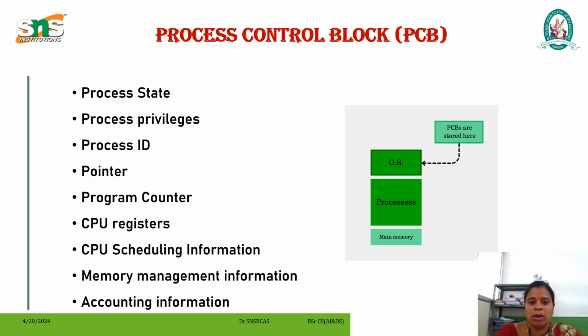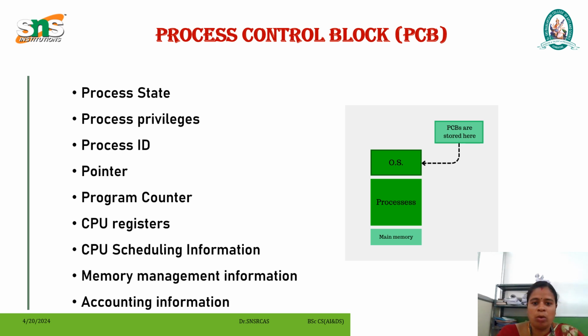Next one, CPU registers. Various CPU registers per process need to be stored for execution in the running state. CPU scheduling information: process priority and other scheduling information which is required to schedule the process. Next one, memory management information. This includes the information of the page table, memory limits, and segment table depending on the memory used by the operating system.